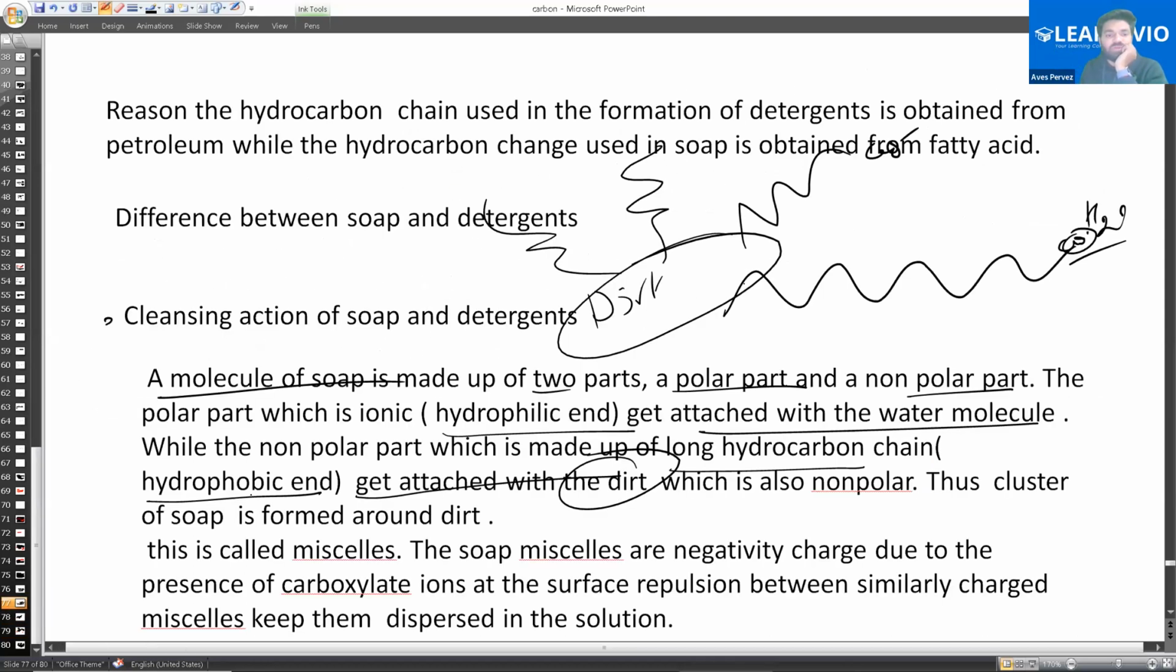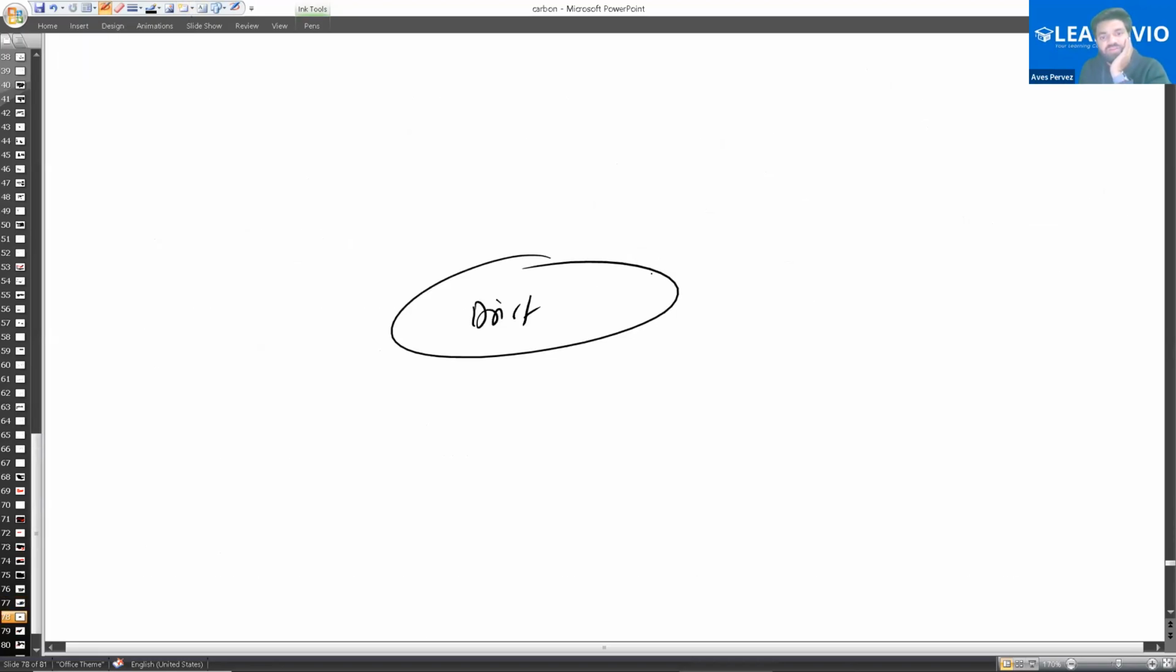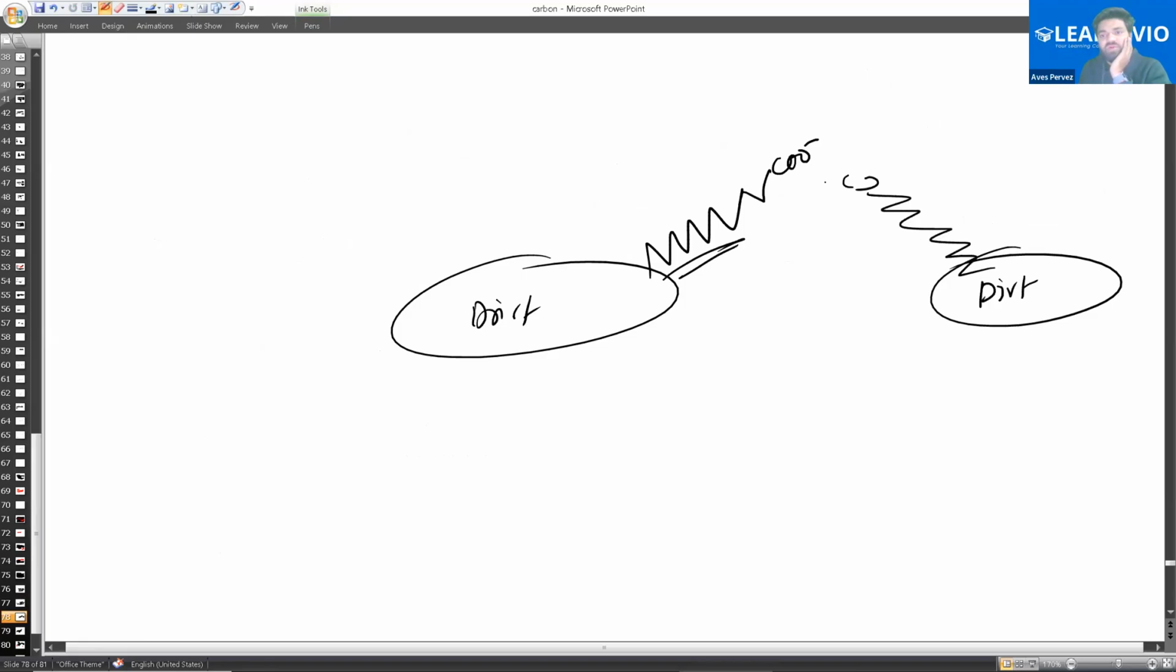The soap micelles are negatively charged. How? The dirt has a hydrocarbon part and the COO minus end, which is negatively charged. Another molecule is also negatively charged, COO minus. When we agitate them in machines, or by pressing or beating, these negatively charged particles come closer to each other, they repel, and because of that force the dirt comes out from the cloth.